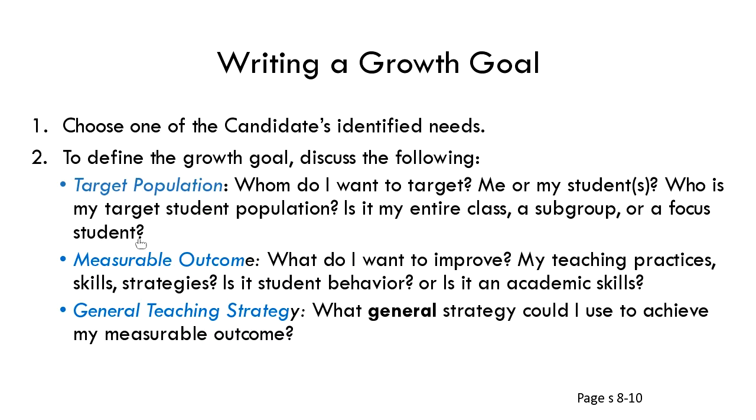It also needs to identify the measurable outcome and answer questions such as, what do I want to improve? My teaching practices, skills or strategies? Is it student behavior, or is it an academic skill? It also needs to include the general teaching strategy. What strategy could I use to achieve my measurable outcome?